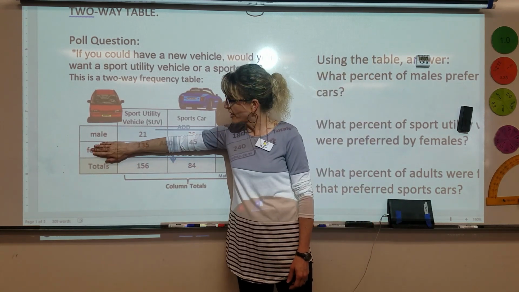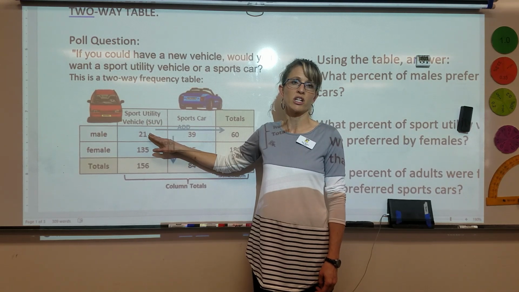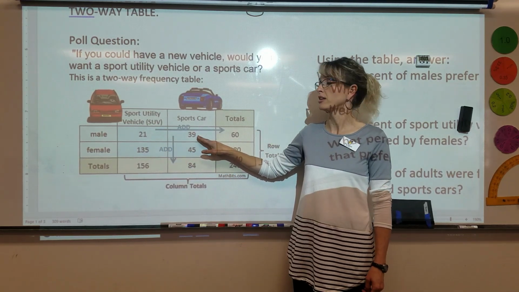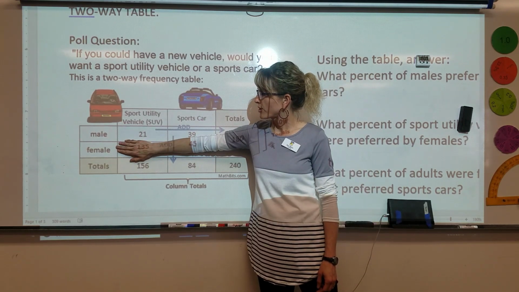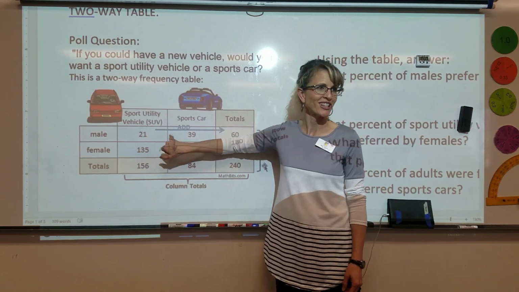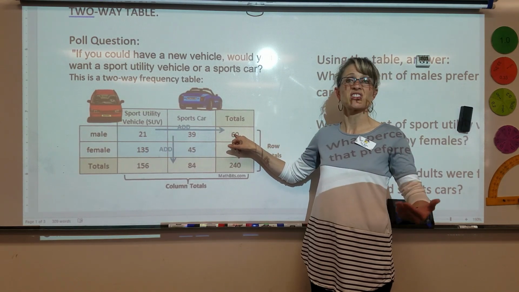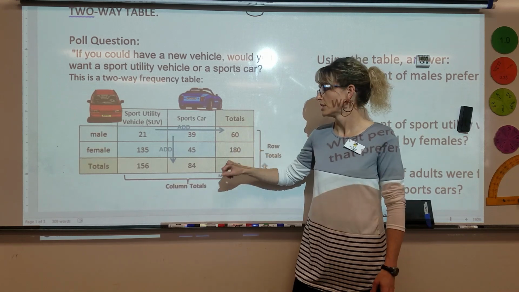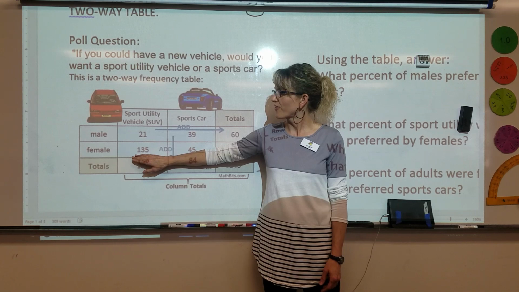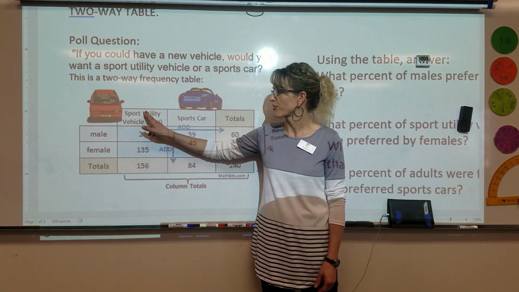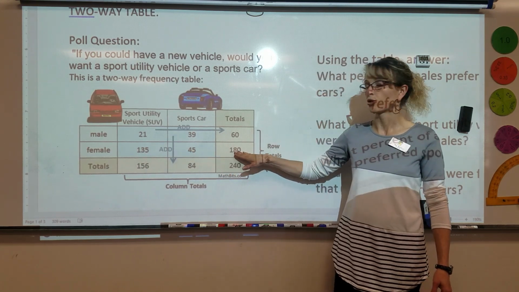So let's just look at the men. Of the men that were polled, 21 preferred the sport utility vehicle. 39 of the men preferred the sports car. So altogether, you have 21 votes for sport utility and 39 for sports car, and it adds up to 60 votes. That means there were 60 men that participated in the poll. Of our females, we had 135 that preferred sport utilities, and 45 that preferred sports car. So all of the female voters totaled 180 females.